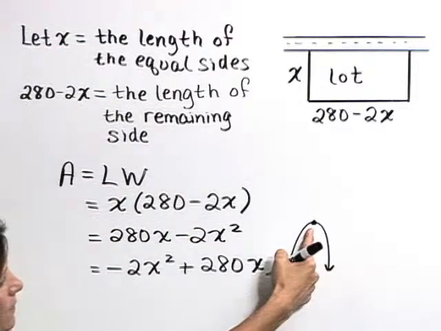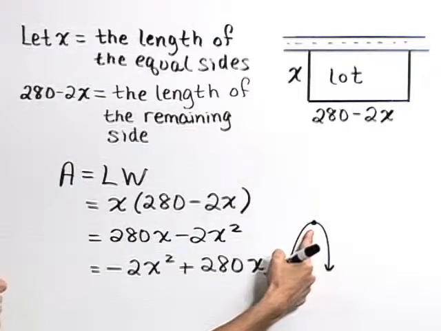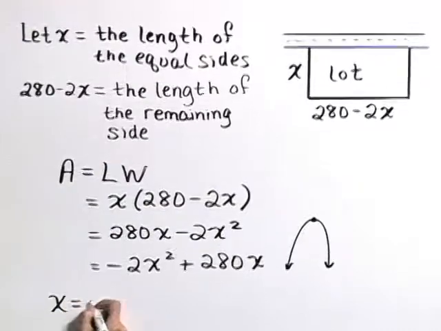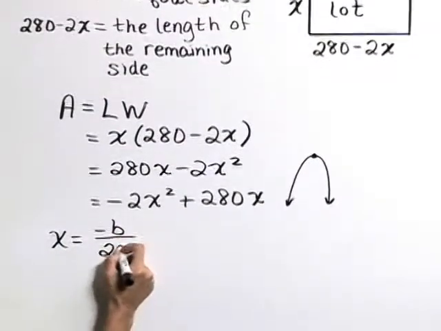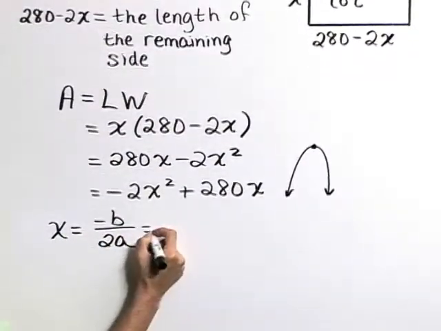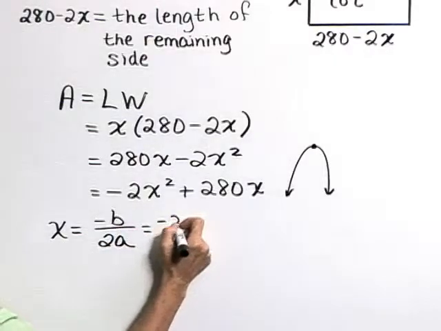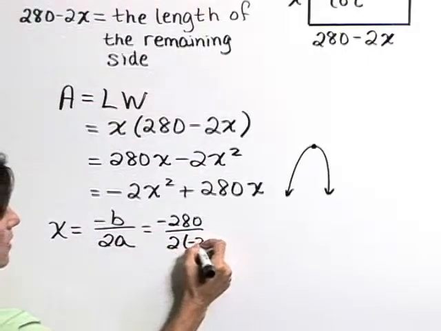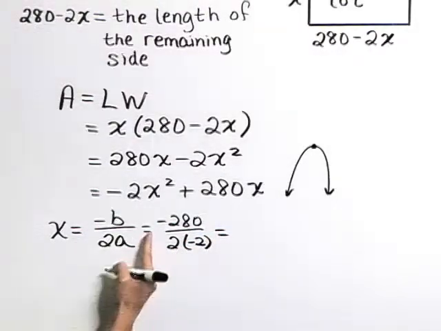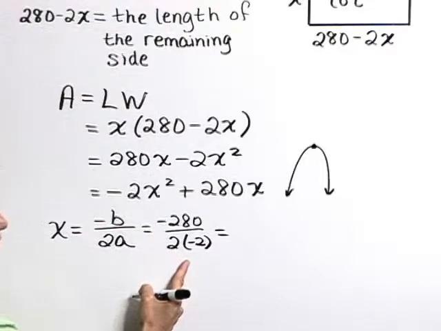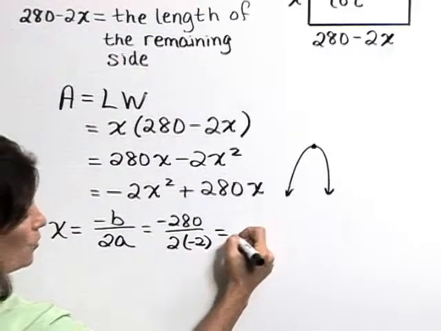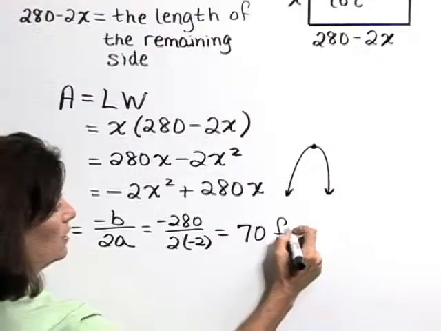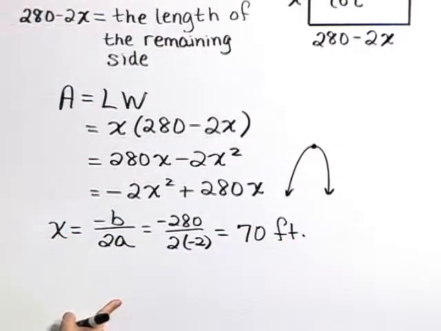If we want to maximize the area, then we want to find the x value that causes this highest point on the graph. So let's find the values for that vertex by using the vertex formula, where the x value is negative b over 2a. That's a negative 280 over 2 times a, or negative 2. That's a negative 280 over a negative 4, which is a positive 70. This is a dimension in terms of feet.